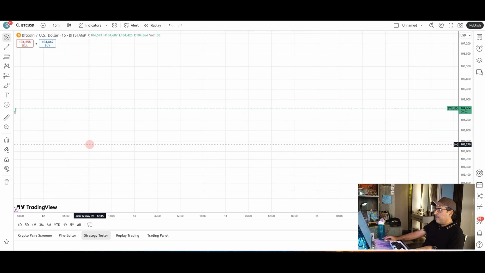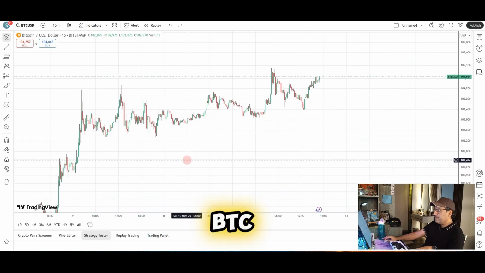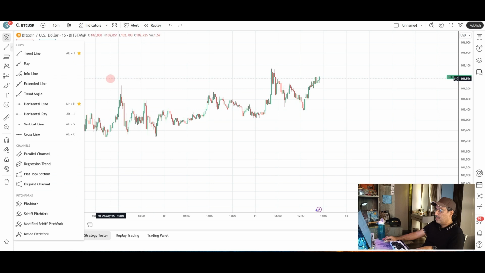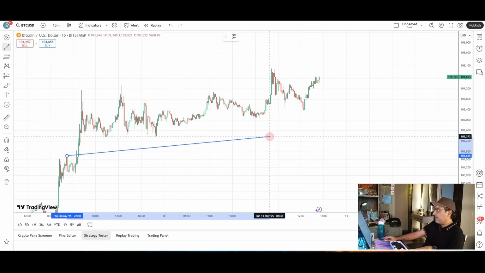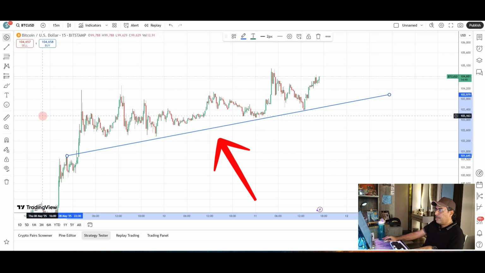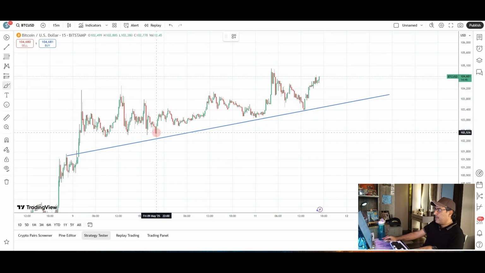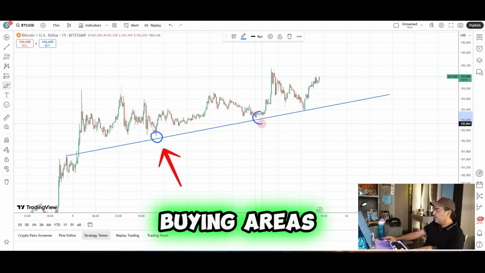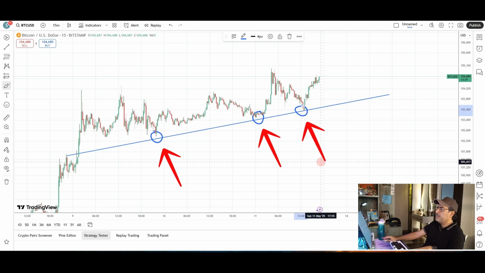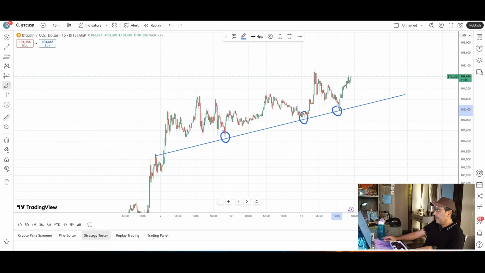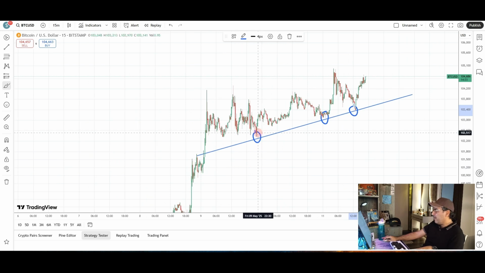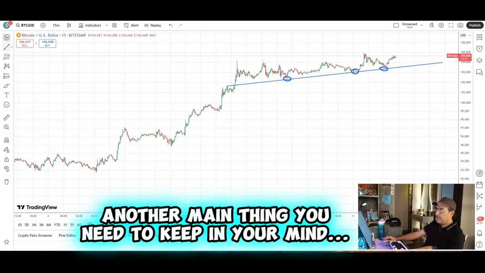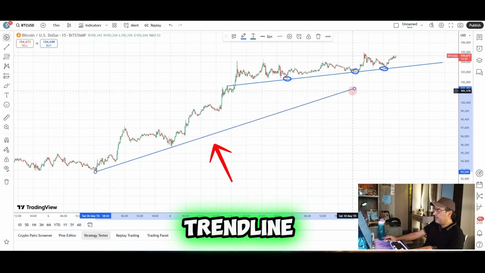Now, let's come to the real market, BTC. Now, this is your trend line, and these are your buying areas: 1, 2, and 3. If we had been playing in the real market, we would have bought the market over here, here, and here. Another main thing you need to keep in mind: this is also a trend line.